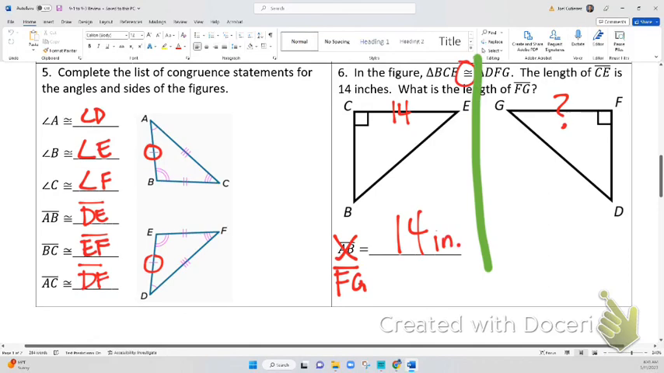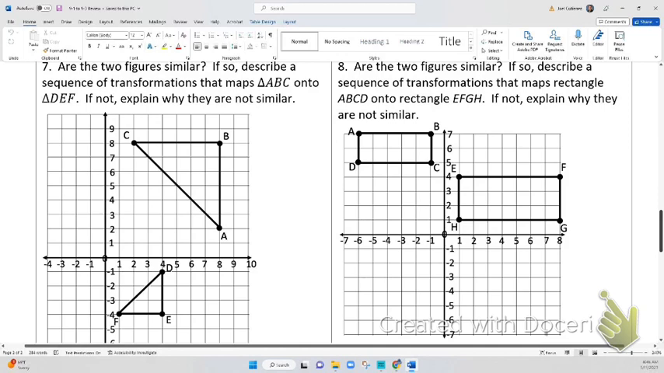Easy. All right, so for the backside, ladies and gentlemen, it says, are the two figures similar? Okay, now notice we're not using congruent. Excuse me. Congruent means same shape, same size. Okay, similar means same shape, not necessarily the same size. So if you notice, number 7, right? One triangle is bigger than another triangle. Okay, that's very obvious here.